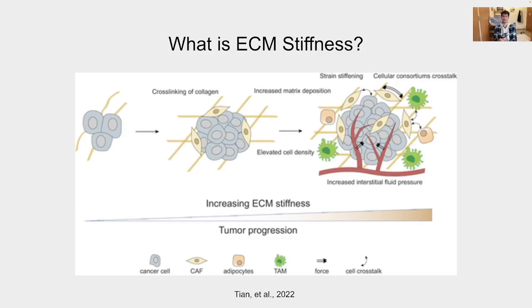Then finally, in an abnormal niche, which will be the topic of today, it associates with cell types that we learned about, such as cancer-associated fibroblasts and tumor-associated macrophages. And these cells apply a tension force on the ECM, which increases its stiffness.